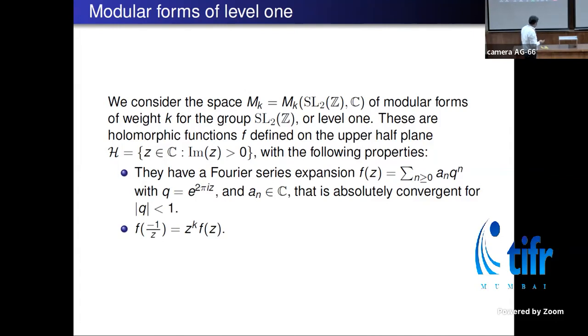And then they have this more subtle symmetry under Mobius inversion, which is that f of minus 1 upon z is equal to z to the k times f of z, and k is the weight. So the weight enters in the transformation property under Mobius inversion. Okay, so these are only modular forms of level 1. And their interest as far as the Ramanujan tau function is that the tau functions are going to be Fourier coefficients of a particular modular form of weight 12 in level 1.